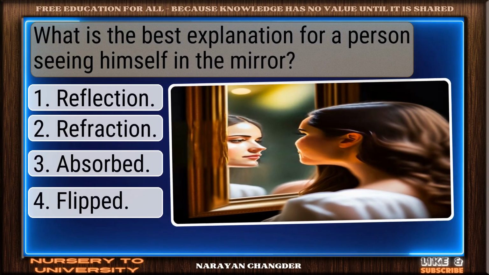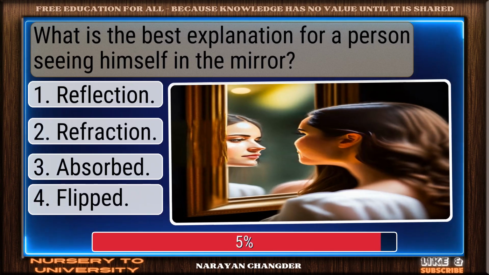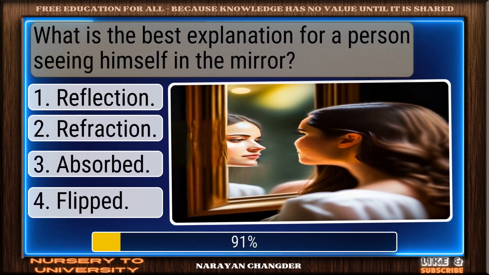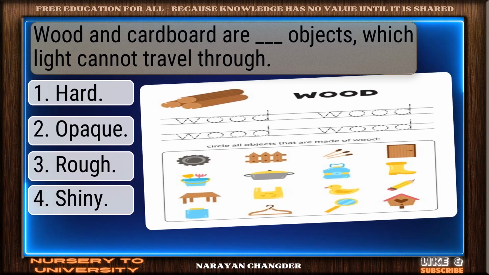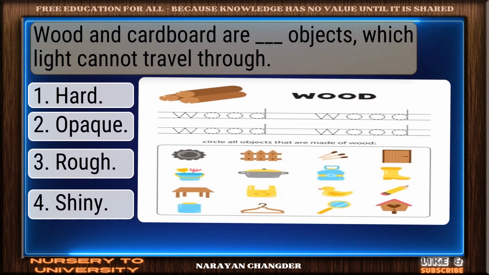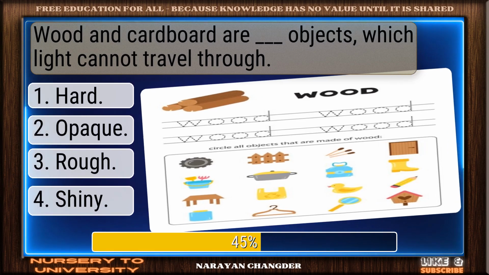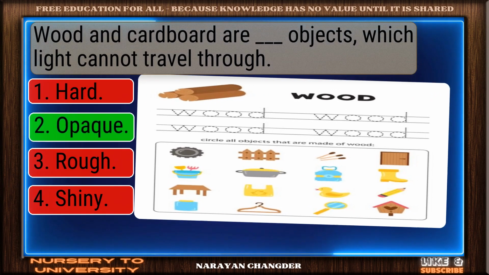What is the best explanation for a person seeing himself in the mirror? Right choice. Reflection is the best answer. Wood and cardboard are dash objects which light cannot travel through. Great thinking. Opaque is the right choice.